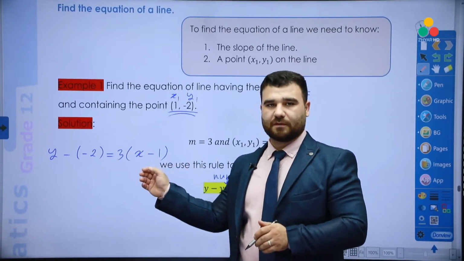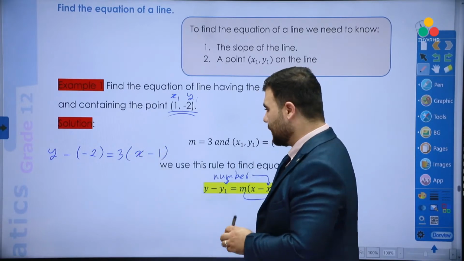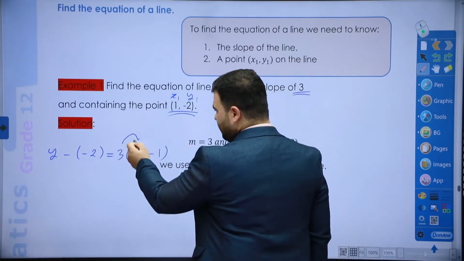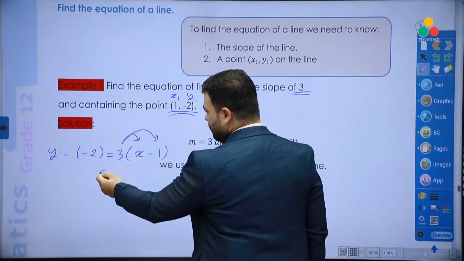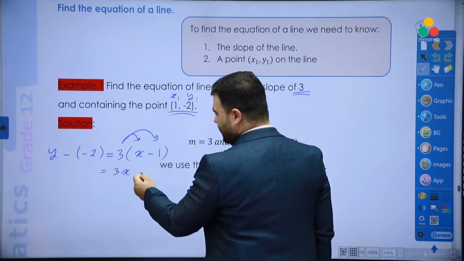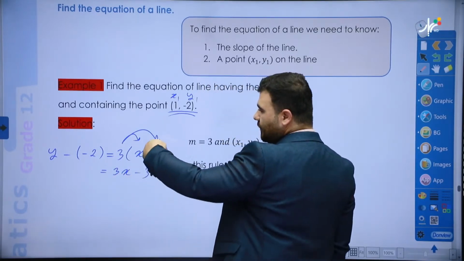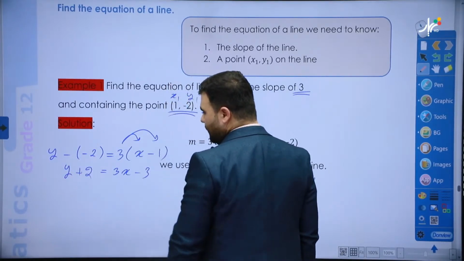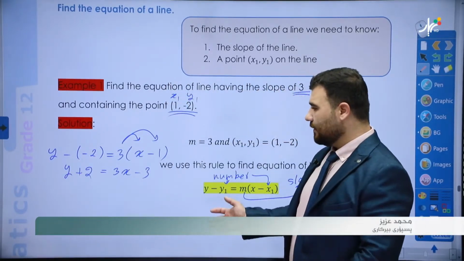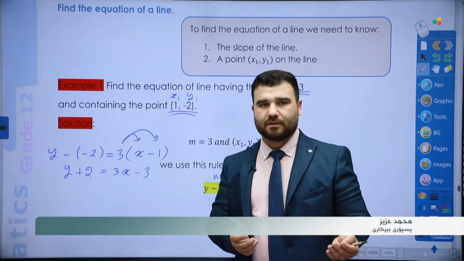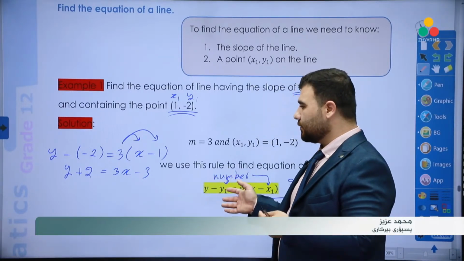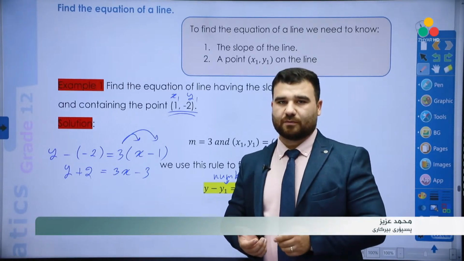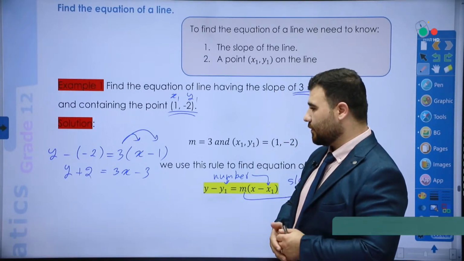I need only some simplification. 3 multiplied by what is inside will be 3x minus 3. Minus minus will be plus, so y plus 2. Then if x and y are on the same side and the equation equals 0, it's called the general form. Let's write this in the general form.